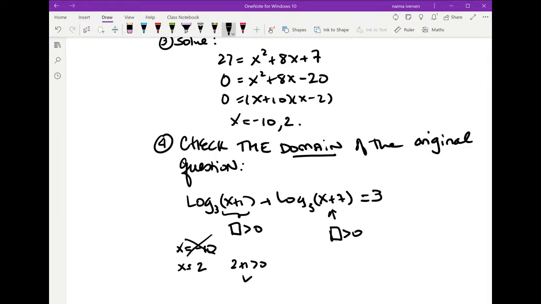Then go over here to check this guy. This guy has to also be greater than 0. 2 plus 7 is greater than 0. Check. Therefore, my answer is x equals 2.